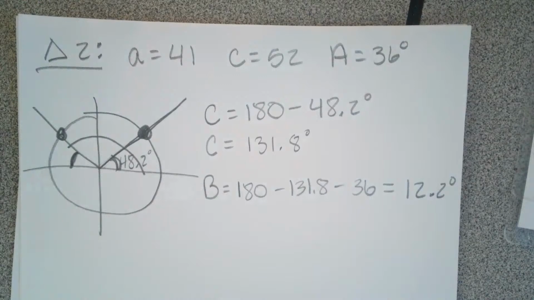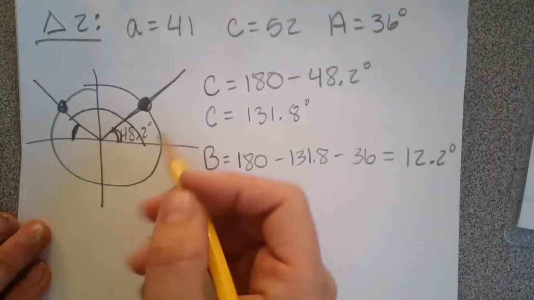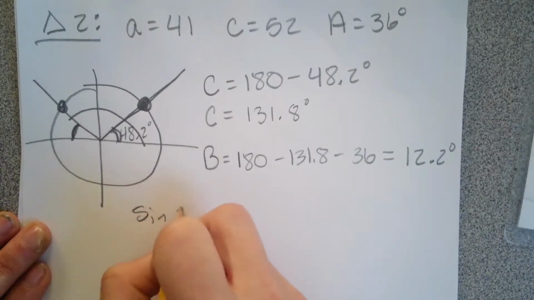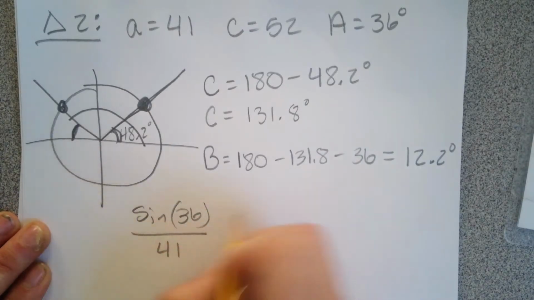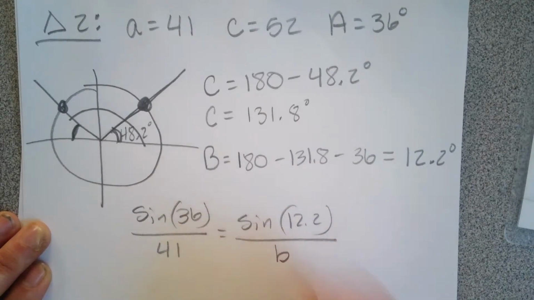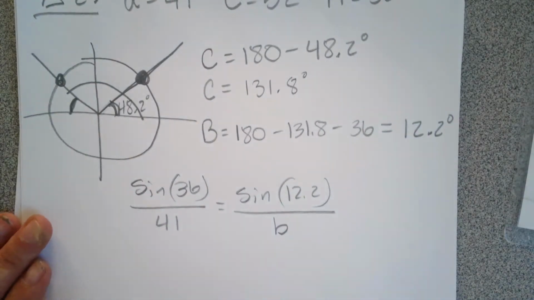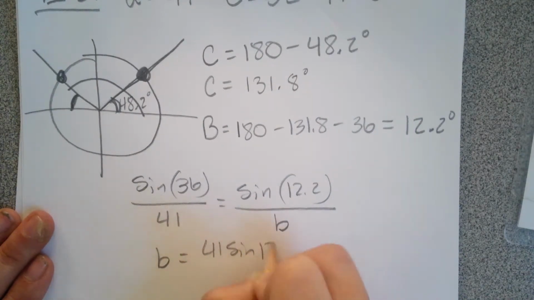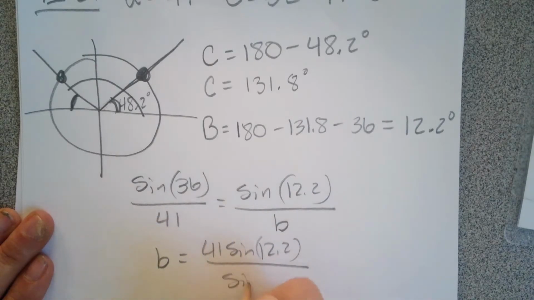All right, I got angle A, I got angle C, I got angle B, I got side A, I got side C. What am I missing? Side B, and according to my flow chart, how do I find it? Law of sines. So again, I like to use my given information. So I'm going to say sine of 36 over 41 equals sine of 12.2 over B. Little cross multiply and divide. I get B equals 41 sine of 12.2 over sine of 36.